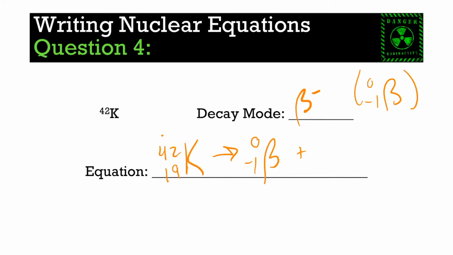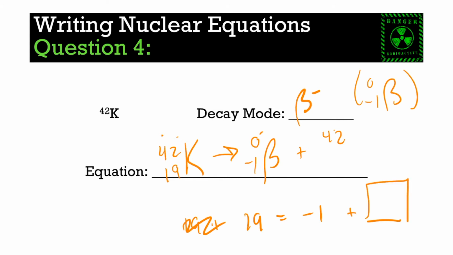So the top part's super simple. It's 42, because 42 plus 0 gives you 42. Now the bottom number is where it gets a little bit tricky. So 19, if you write it like this, equals negative 1 plus something. Okay? So if you can do this in your head, that's great. If you need that extra step, this is why I'm walking through it.